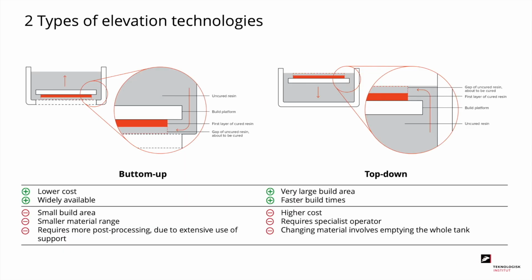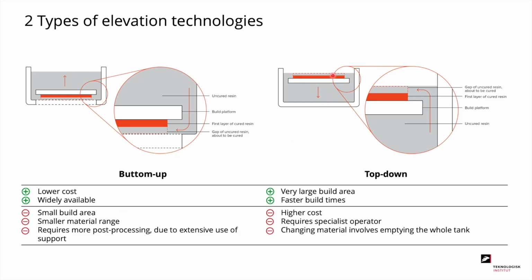Looking into elevation, there's 2 types of technologies, bottom-up and top-down. With bottom-up, you print on the downside of the platform, lifting the platform up through the print. This technology has low cost and is widely available.